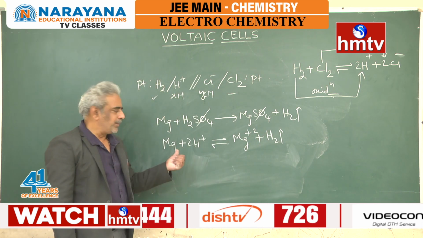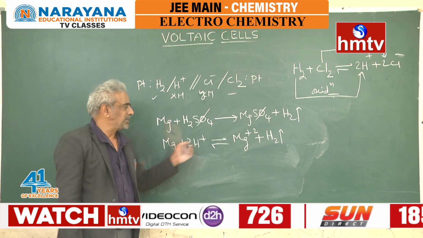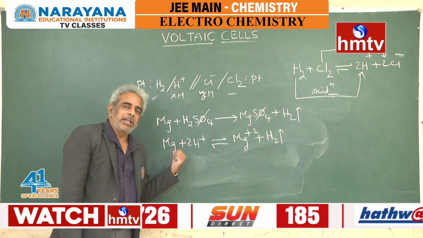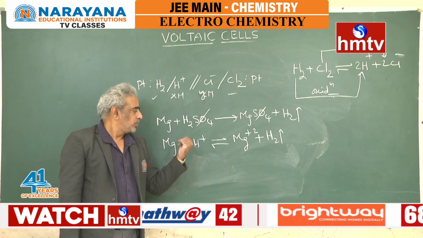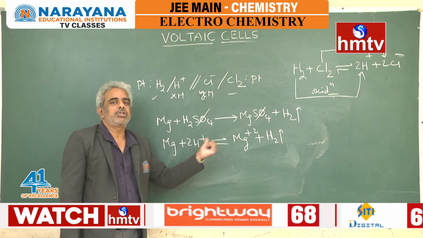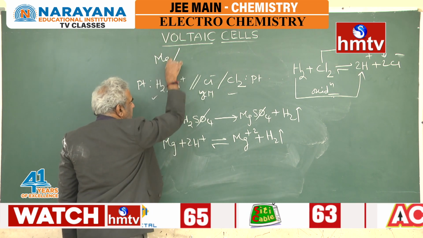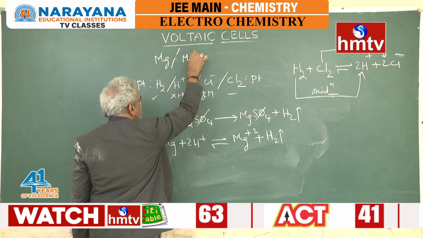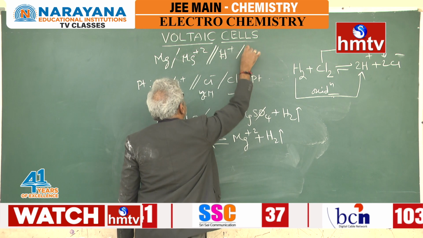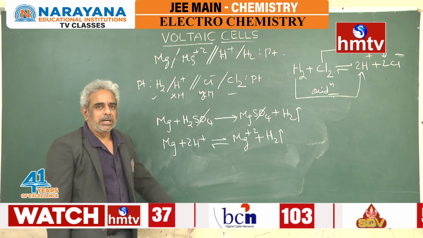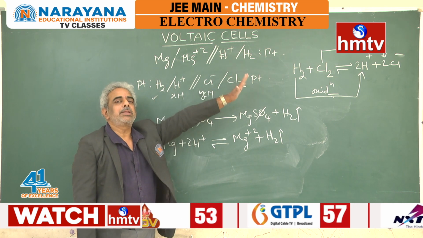What do you observe here? Magnesium is getting oxidized, H plus ions are getting reduced. This is a cell reaction, this is a redox reaction. So, magnesium is the anode because of oxidation, hydrogen is reduced, it is the cathode. So, this should be shown as anode, this should be shown as cathode. How will it be shown? Mg slash Mg2+ double slash H+ slash H2 platinum. And this cell is constructed with magnesium anode, hydrogen cathode.